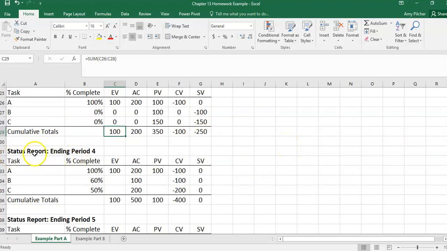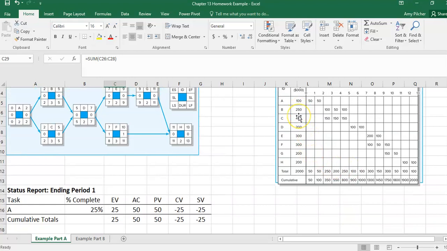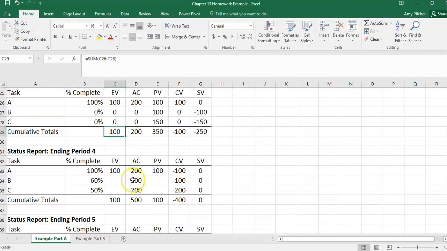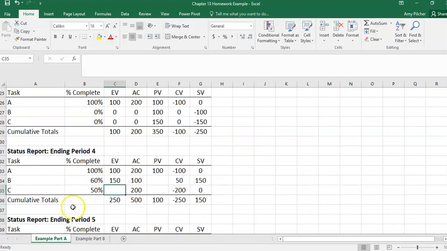At status report 4, we are 60% complete of B and 50% complete of C. The total value of B is 250. So we would take 250 times 60% complete to get our estimated value of B. And we're 50% complete at C. Our total value of C is 450. So if we take 450 times 50%, we get our estimated value of 225 at C.